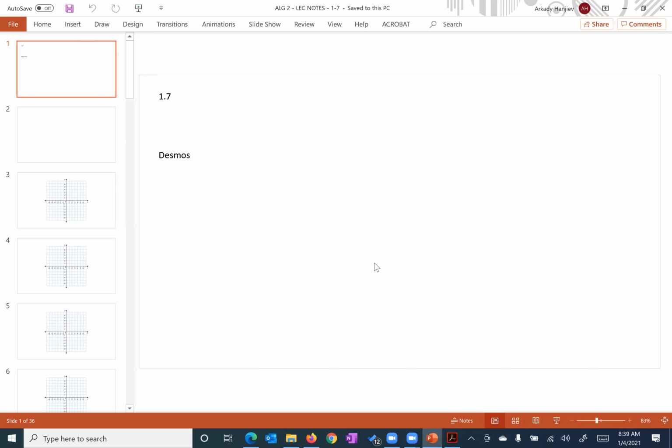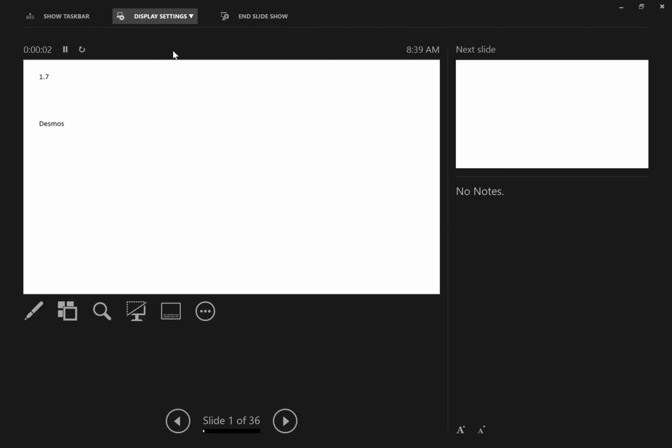Okay, I think I'm going to go with this one right here. Let me change things up real quickly here because it's connected to a projector. Okay, 1.7. This is called transformations of functions. So we learned the parent functions. Now we're going to learn how to move them sideways, up, down, all the good stuff here.